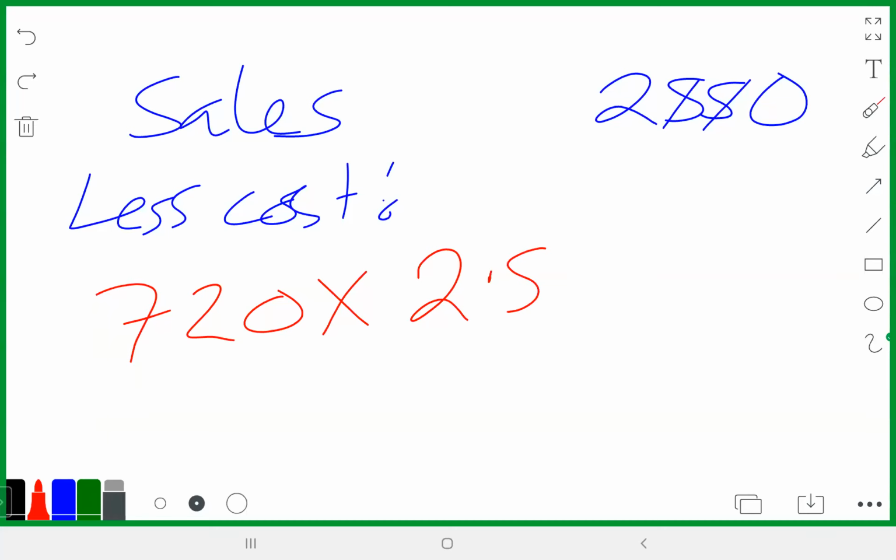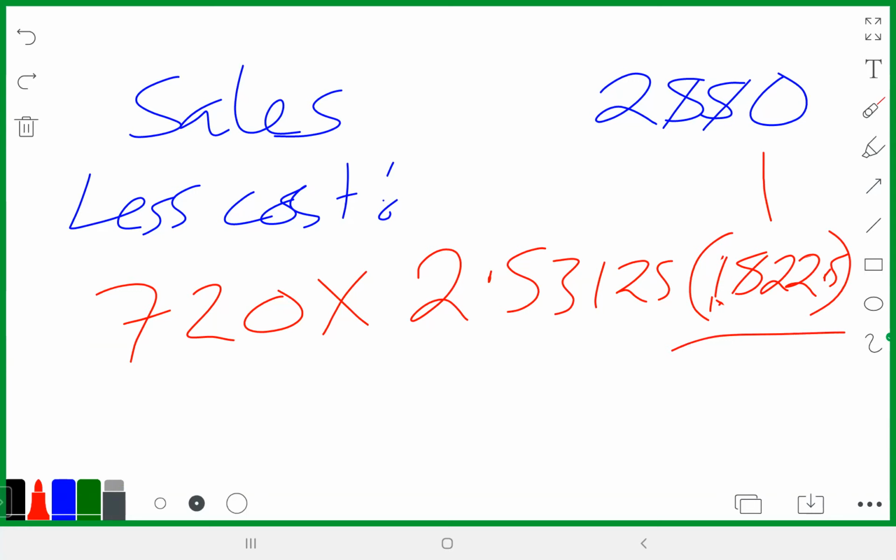2.53125. How much does it give us? Times 720. 1822.5. Okay. Let's start from the sales so that we may have the profit.